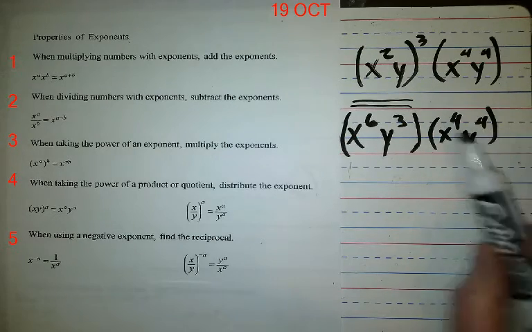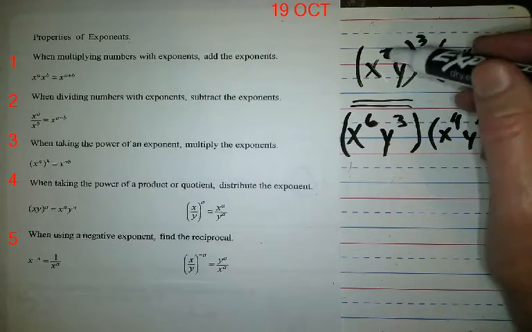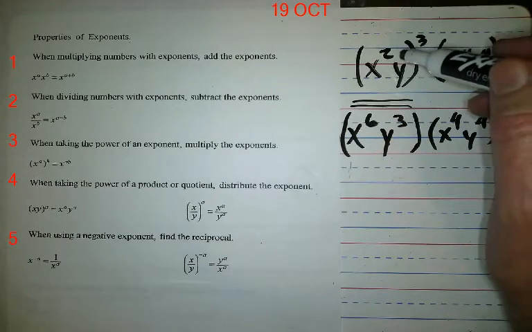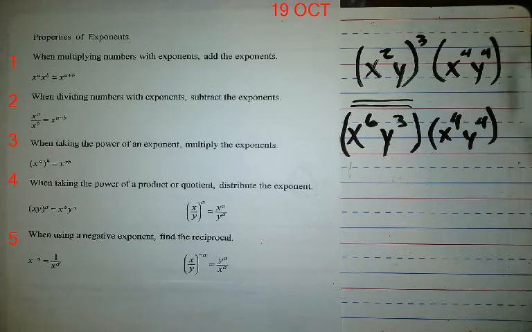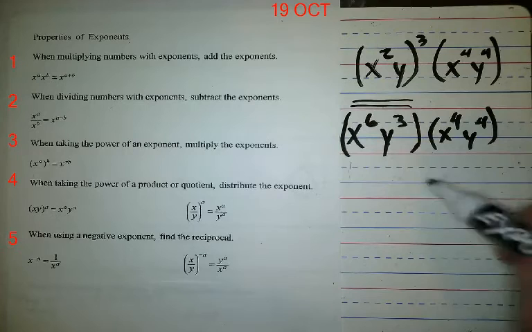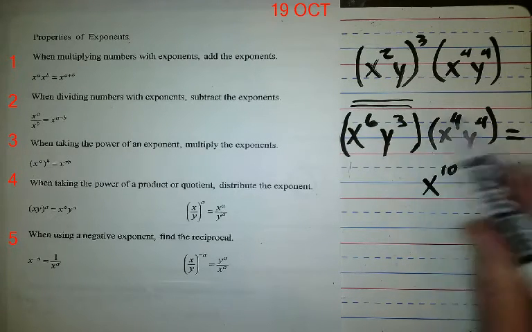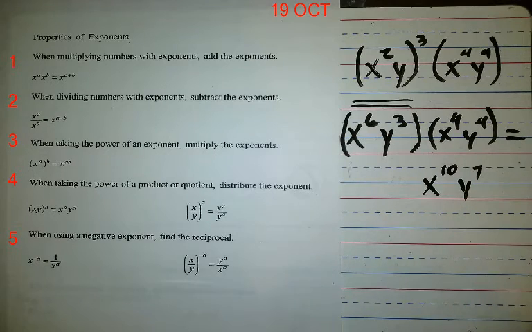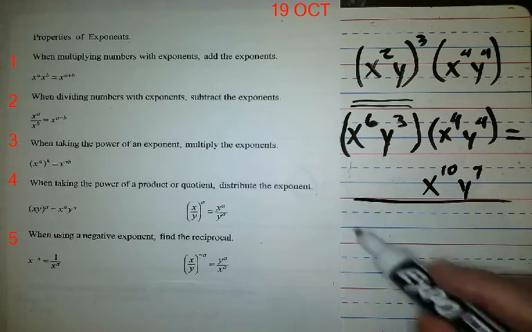Now when you multiply, you're using rule number 1. So up here you see I used rule number 3 and 4 together, right? Distributed, multiplied the exponents. Now I have to add the exponents. So the final answer when I am done, x10, y7. Okay? Let's do that again.